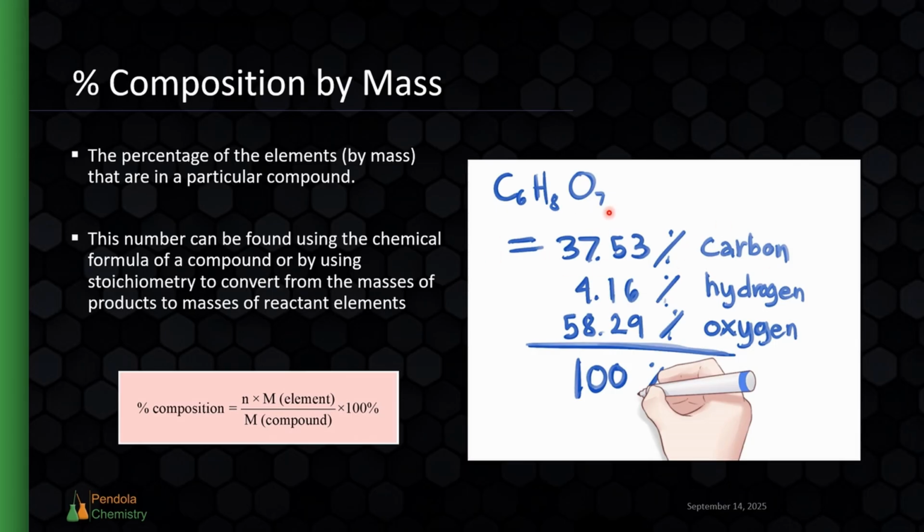But essentially all we're doing is, okay, so if we have carbon, for example, carbon has a molar mass of 12 times 6 carbons in the compound. That number divided by the molar mass of the compound as a whole, that is its percent composition, which will be 37.53. So in this case, again, if we wanted to do this for each one of these elements, carbon has a molar mass of 12 and there are 6 carbons. Hydrogen has a molar mass of 1 and there are 8 hydrogens. And oxygen has a molar mass of 16 and there are 7 oxygens.